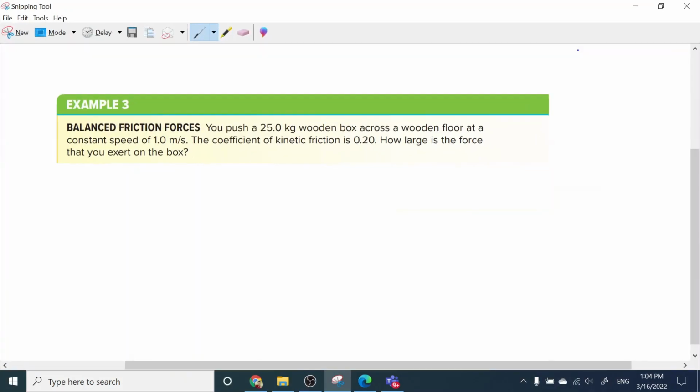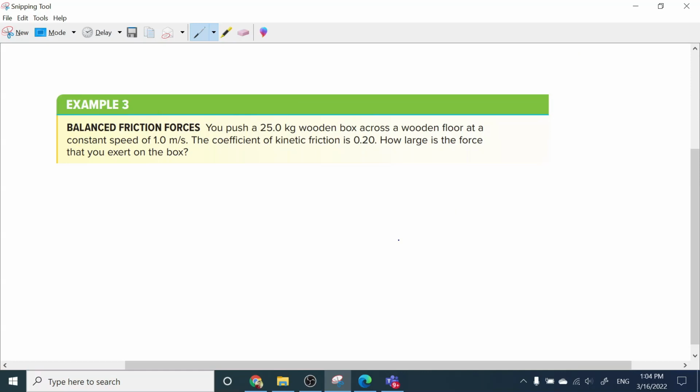A balanced friction force: you push a 25 kilogram wooden box across a wooden floor at a constant speed of 1 meter per second. The coefficient of kinetic friction is given. How large is the force that you exert on the box?